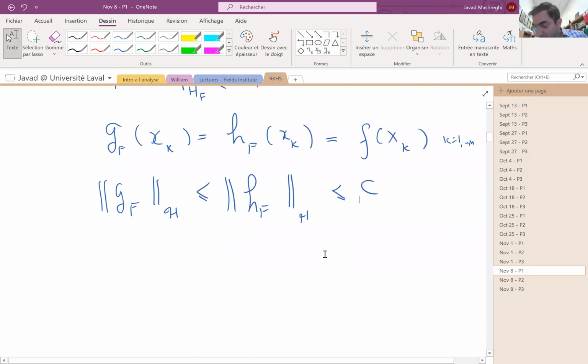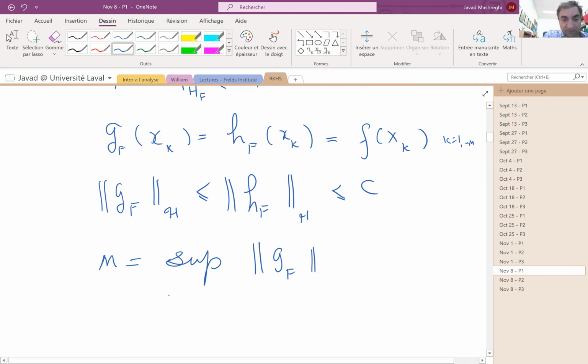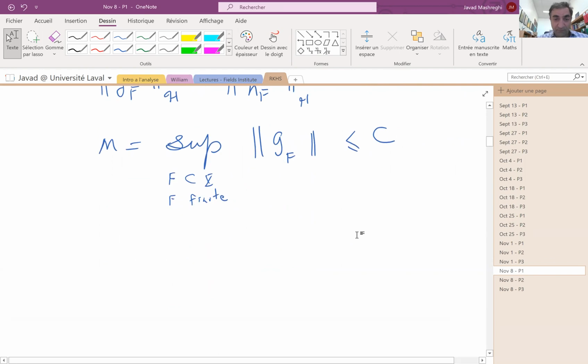Now define M to be the supremum of the norms of g_F when F ranges over subsets of X that are finite. We know this supremum exists and is less than or equal to C. Now the claim is that this g_F, when F is a finite subset of X, is a Cauchy net.